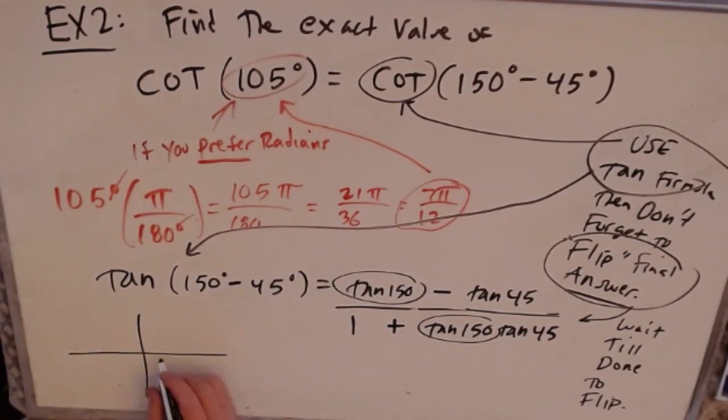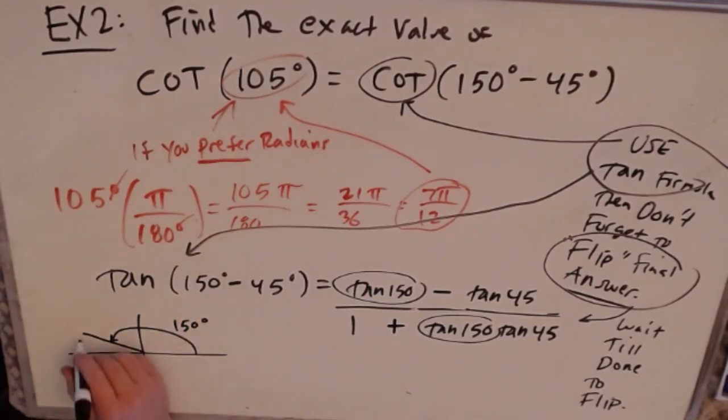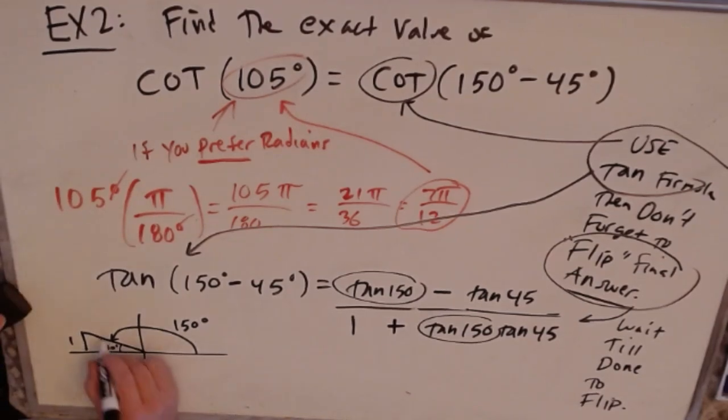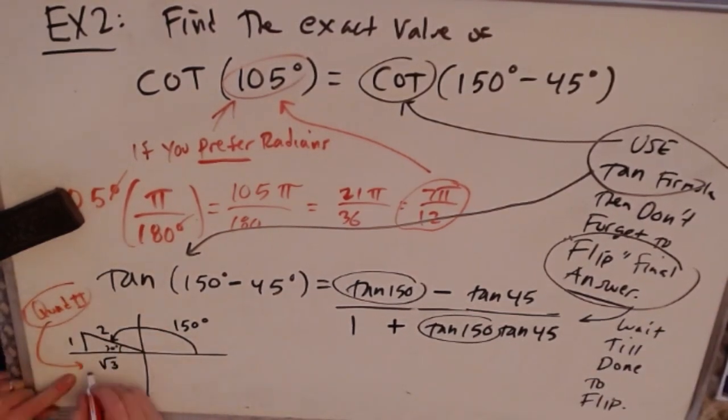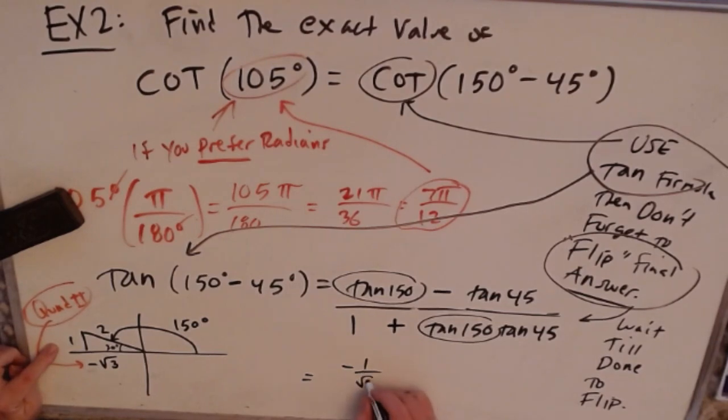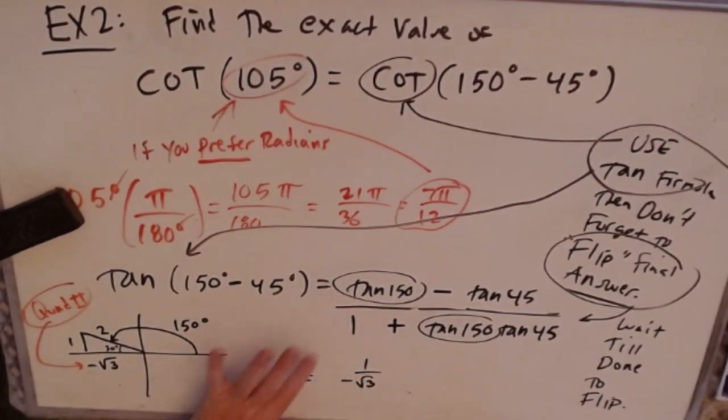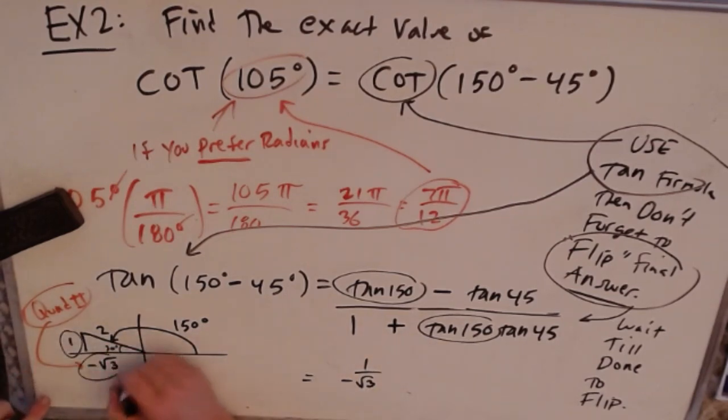Tan of 150. So you've got 150 degrees. That puts you in quadrant 2 with a reference angle of 30 again. So again, you have root 3, you have 1 over root 3. But because we're in quadrant 2, the root 3 is going to be negative root 3, because the x value is negative when you're in quadrant 2. The y value is still positive. So that's going to be negative 1 over root 3. Or if you prefer, it looks nicer, 1 over negative root 3. That way it matches over here.